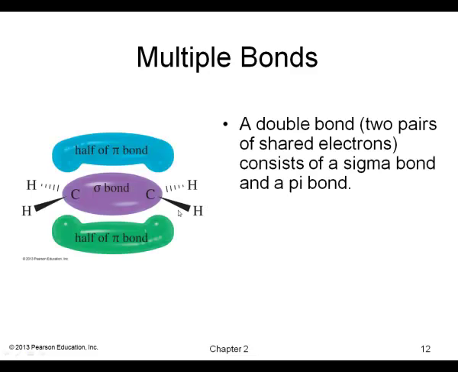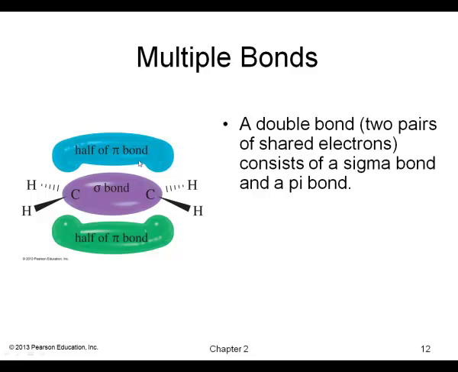For multiple bonds, such as a double bond, what you get is a sigma bond between the two atoms, here the two carbon atoms, and you get a pi bond between the two atoms. The pi bond, remember, is the sideways overlap of two p orbitals.